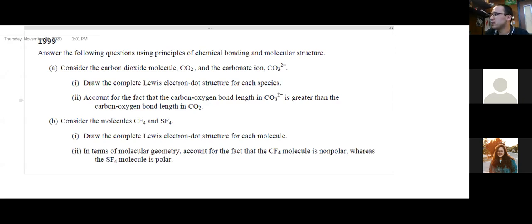So I'm going to give you guys until probably about 1:05 to kind of start with this one. So let's go ahead and try to do our Lewis structures, and then we're going to talk about this carbonate one. If you finish with that one early, then you can move on to that CF4 or SF4 problem.